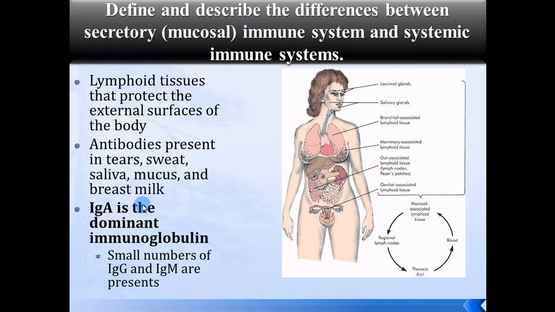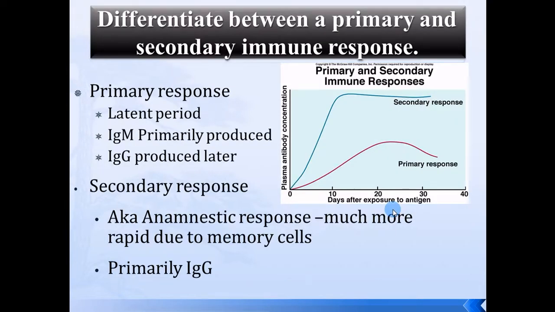IgA is in all the mucous membranes. It's in your mouth, it's in your throat, it's in your GI tract, it's in your reproductive tract. Mom gives it to baby to help protect the baby. Right. And then that primary and secondary response.